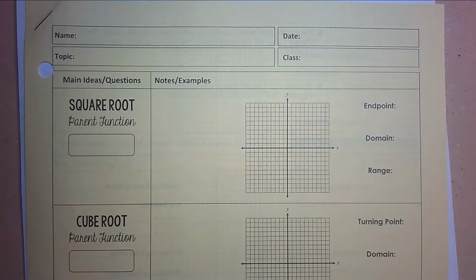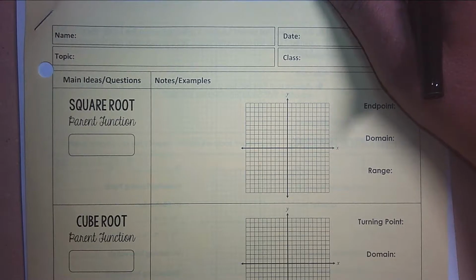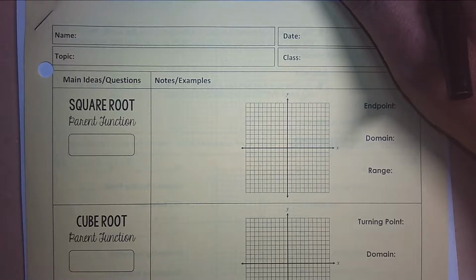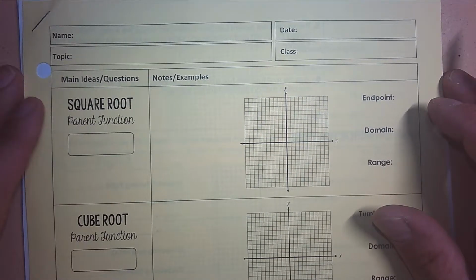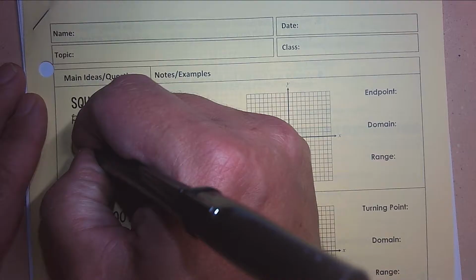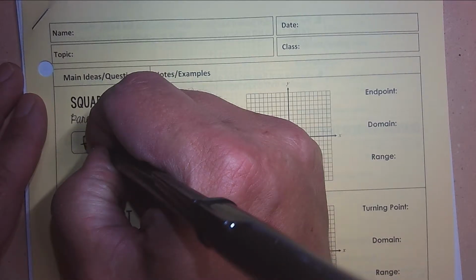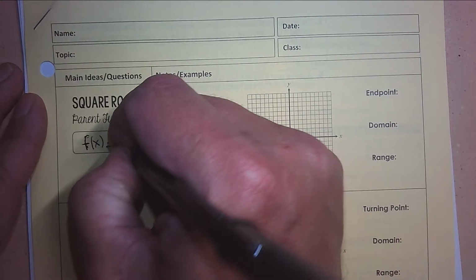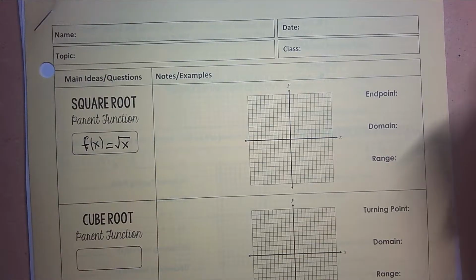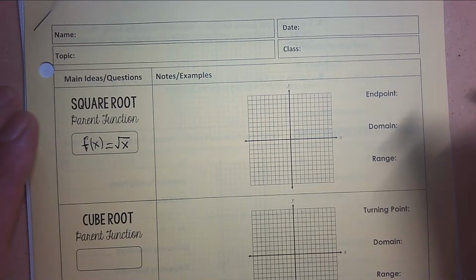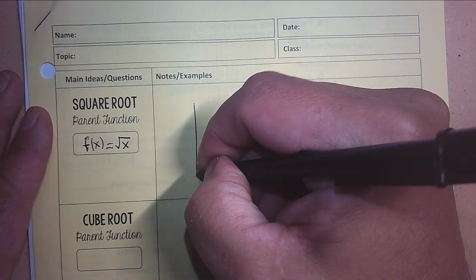Hey, this lesson is on knowing how to graph a square root function and cube root function. So, start with the parent, which means the simplest form. The simplest form is simply the square root of x. Can you write that down? We are going to do a table of values.